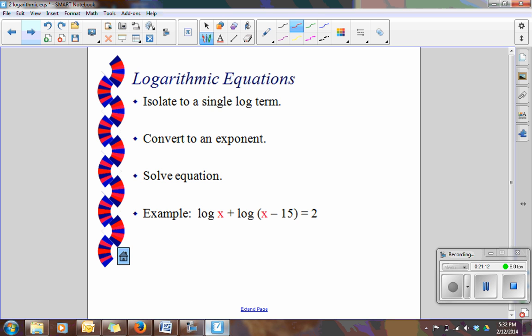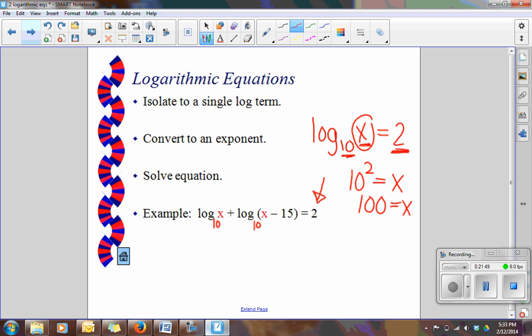So I'll show you that, and then solve the equation. Okay, so first of all, let's get this 2 as a logarithm. Remember, when we don't write the base, we're working with base 10. So this is log base 10. So we're thinking, okay, we've got log base 10 of some value is equal to 2. In other words, 10 to the power of 2 is equal to x. So 10 squared is equal to x, so that's 100.